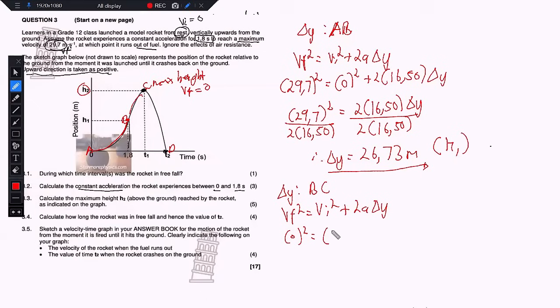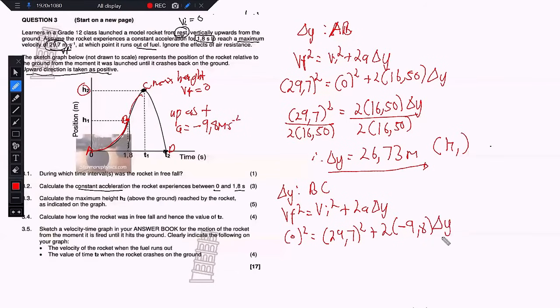So we're going to say 29.7 and then squared. Our acceleration this time, remember, we said between 1.8 to T2, it's moving in free fall, right? So that means our acceleration would have to be negative 9.8. Why negative? Because we took up as positive. If you take up as positive, your acceleration is always negative 9.8 meters per second squared. Note that. And then we are looking for delta y.